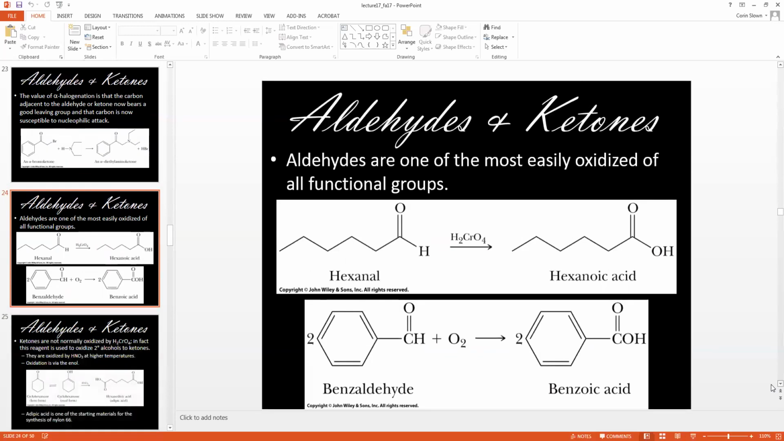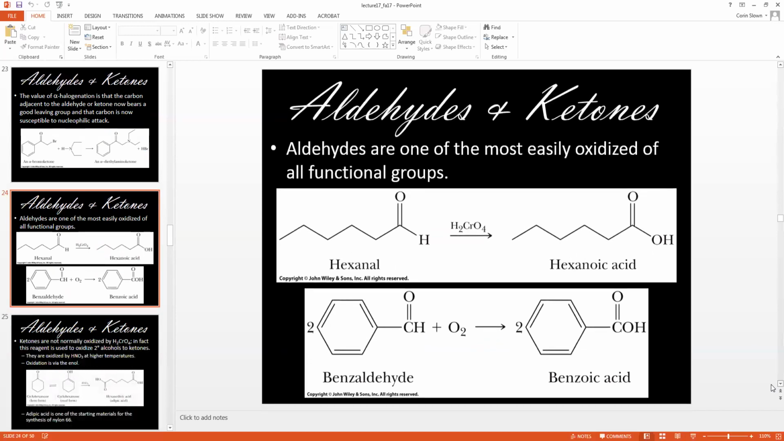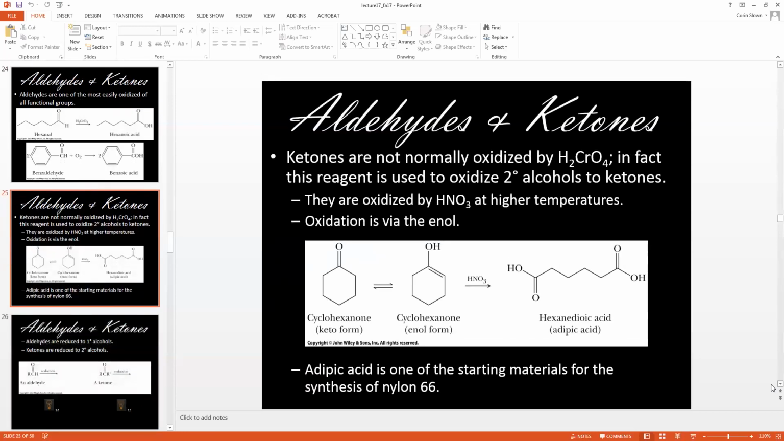Aldehydes are one of the most easily oxidized of all functional groups. Some examples are shown here. Ketones are not normally oxidized by chromium reagents. In fact, this reagent is used to oxidize secondary alcohols to ketones. However, I can oxidize ketones using nitric acid at higher temperatures, and that oxidation is typically through the enol. For example, adipic acid is one of the starting materials for the synthesis of nylon.